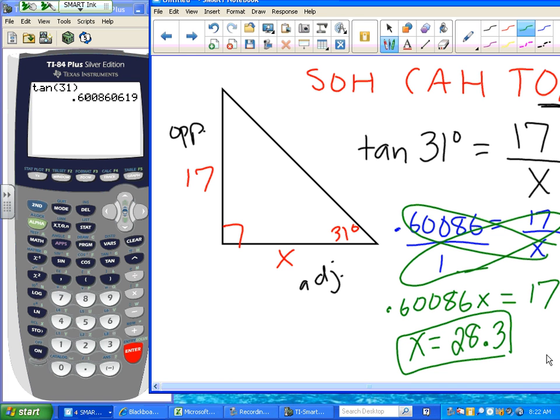No. Not with SOHCAHTOA. Now, and they also won't give you two side lengths. If I gave you two side measurements, what could you use to find the third side measurement? Alyssa? Yeah, you could just use Pythagorean theorem. So you'll be given, besides the right angle, one angle and one side.